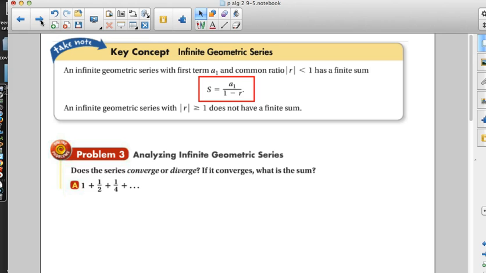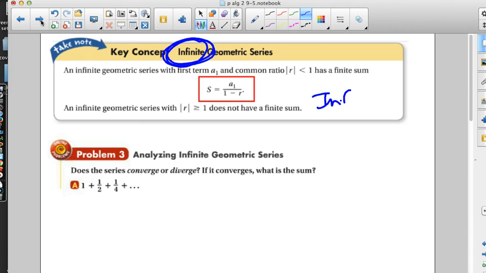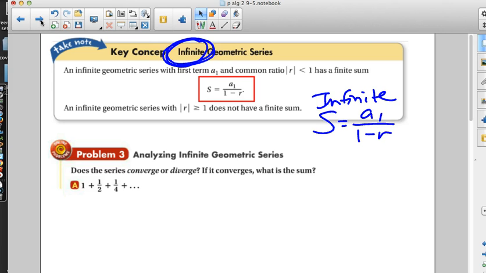So here's the big deal. It is an infinite geometric series. And it's a teeny little formula. S equals a sub 1 over 1 minus r. So we're going to go back to that front page, and we're going to put infinite in that last little box with geometric. S equals a sub 1 over 1 minus r.